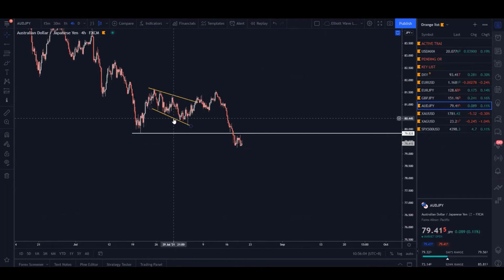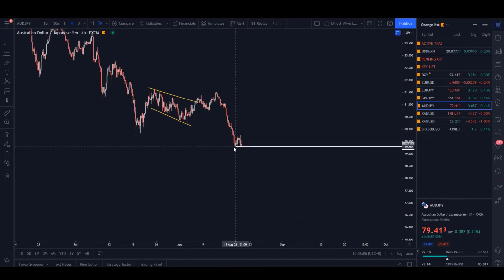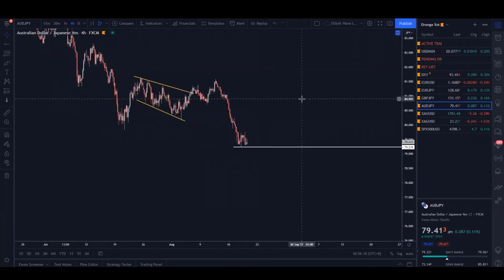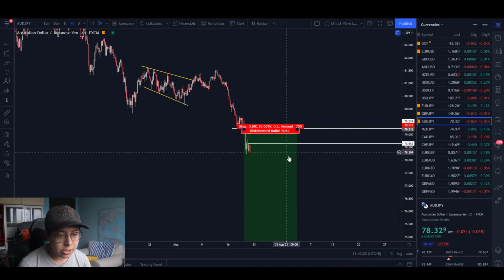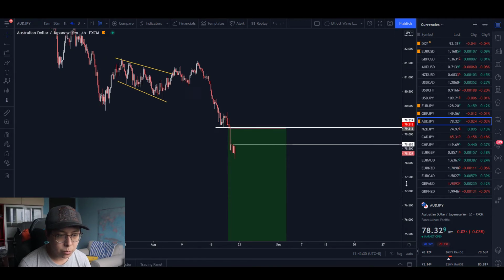Okay, so how are we gonna take this potentially is that it's gonna be a breakout. Okay, this kind of setup is definitely a breakout, right? So the level here that we're looking out for is something like that, somewhere around 79.20, okay, and 79.80.